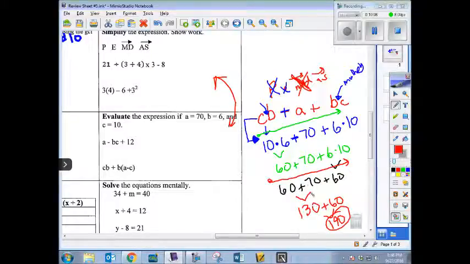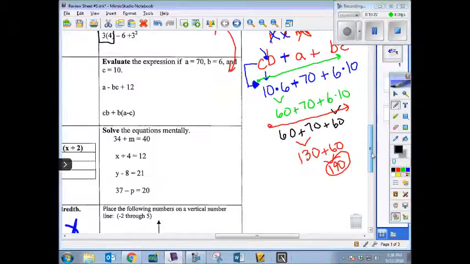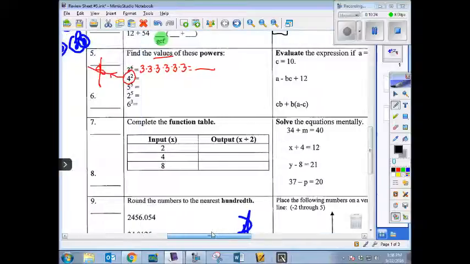So that's the steps. By the way, going back up here, I know this probably isn't going to help you guys, but maybe it will. Whenever a number is touching a parentheses, that means multiply. That is saying 3 times 4. Okay? So that's that. All right, let's keep rolling here.